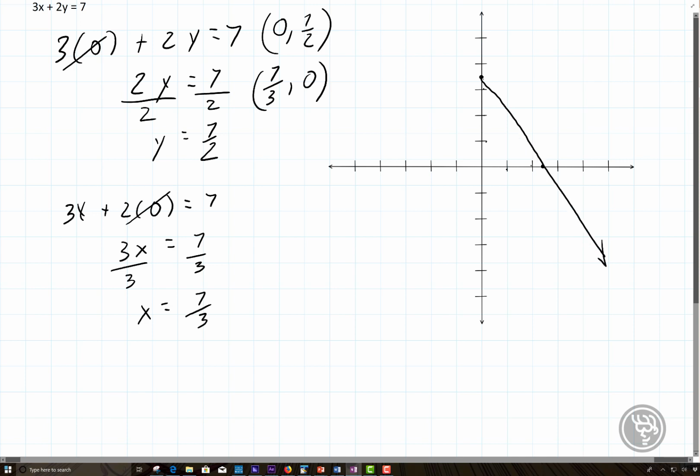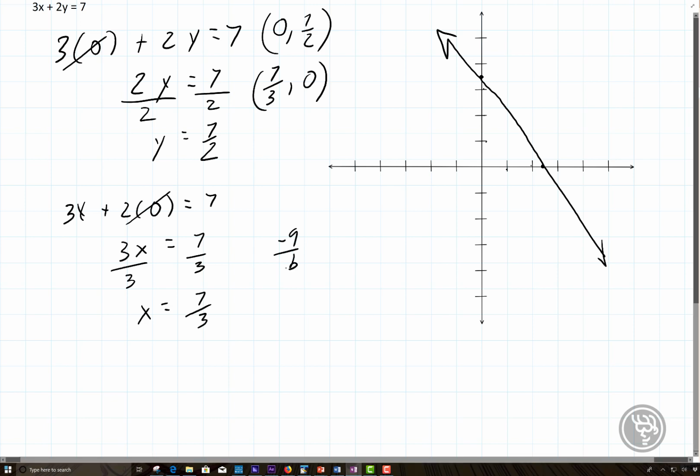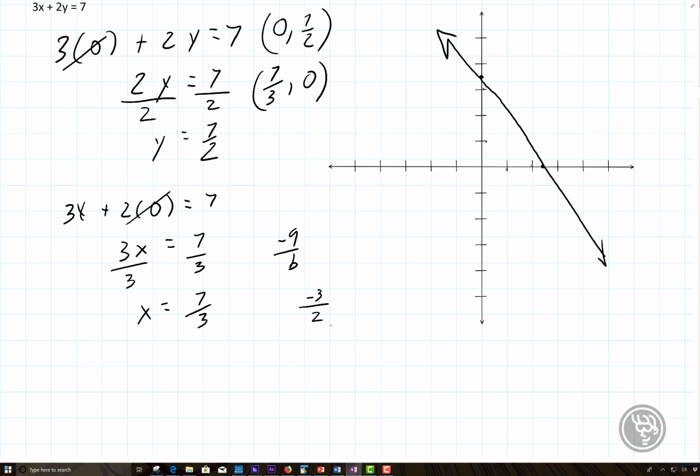So this line is going this way. Now, does this make sense? Does this line look the part? Let's take a look at our formula for slope, which is minus a over b. If we apply that to this equation, we're going to say minus 3 over 2. And indeed, it's negative, so that means this line should be decreasing. I think we'll wrap it up here.